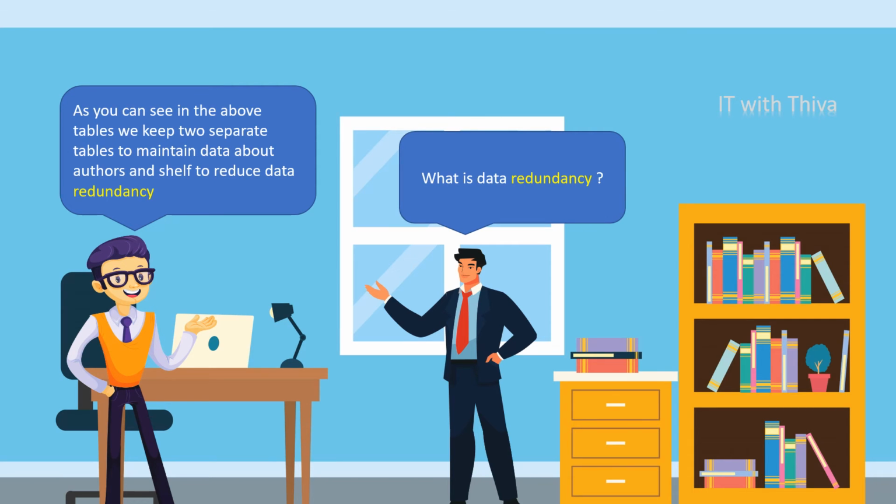As you can see in the above tables, we keep two separate tables to maintain data about authors and shelves to reduce data redundancy. Then John asks, what is data redundancy?